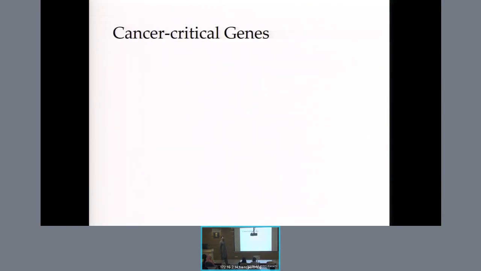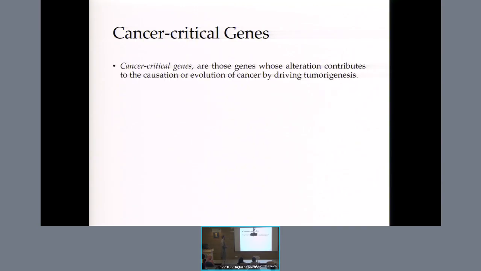So what are the cancer critical genes? ये वो known information है जहां से हम start. हो सकता है और genes भी हो, but this is the known information that we start with. कि ये वो genes हैं जो कि कैंसर की बिल्डिंग में किरदार अदा कर सकते हैं. So most of the proposals they are built around these genes. So cancer critical genes are those genes whose alteration contributes to the causation or evolution of cancer by driving tumorigenesis. ये वो set of genes हैं जो कि कैंसर की बिल्डिंग में अपना किरदार अदा करते हैं.